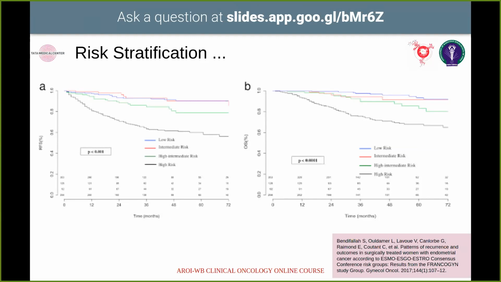And this is not based upon a single study. This is actually a product of multiple randomized controlled trials which have investigated this issue in endometrial cancer. And we will be taking a look at some of them in the next few slides.